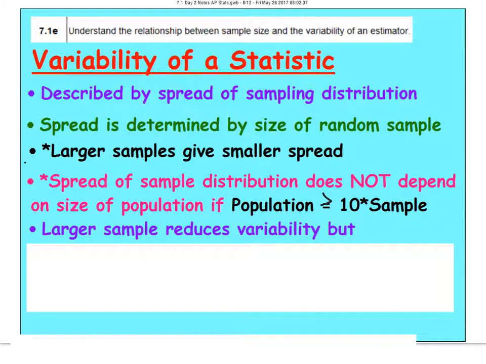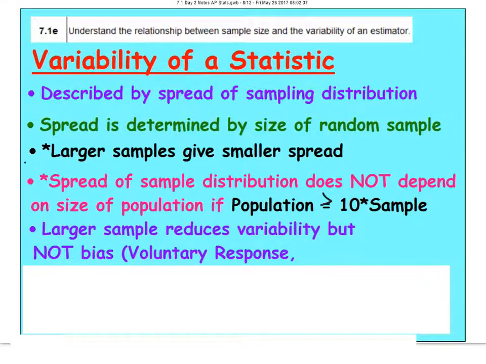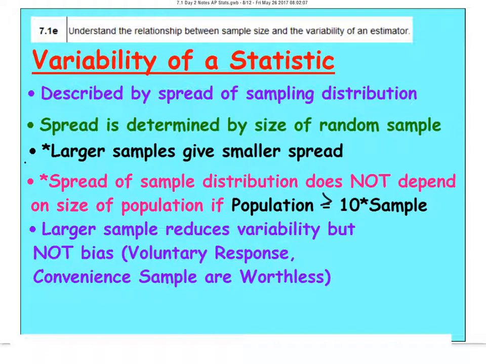Overall, though, larger samples do reduce the variability, but not necessarily the bias. You have to be very cautious. Again, are we having a biased or unbiased estimator? Go back to Chapter 4. Were there voluntary responses, convenient samples? If so, they're worthless. So you always have to keep Chapter 4 in the back of your mind. How was the sample taken? Does the sample itself and how it was taken create bias?